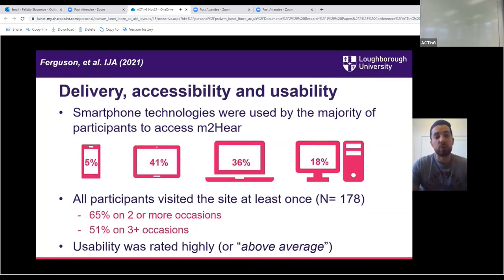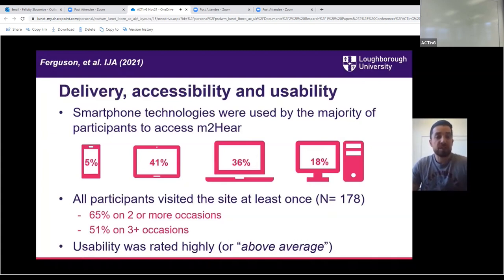So during that 10 to 12 week period, we can see that smartphone technologies were used by the majority of participants in order to access M2Hear. So a large proportion, 41% either used a tablet, with 36% using a laptop, and to a lesser degree individuals using either a smartphone or a desktop computer.